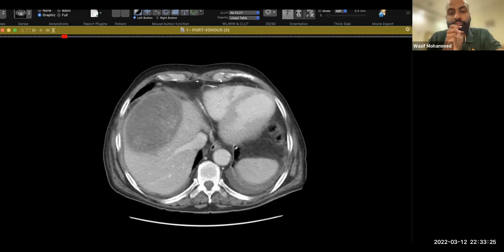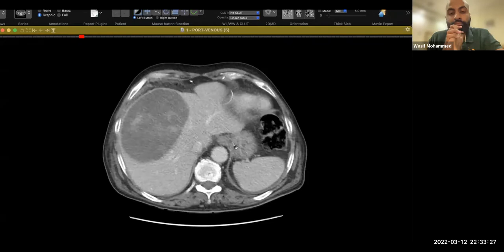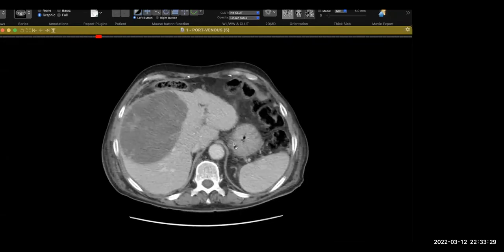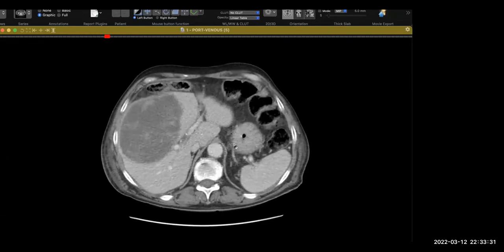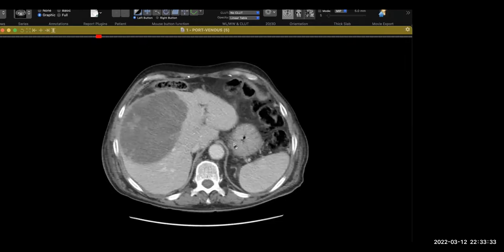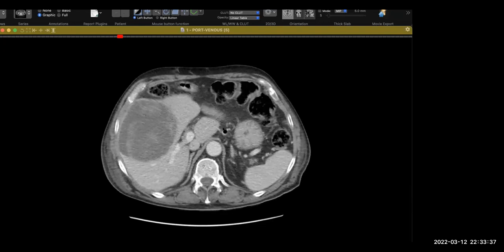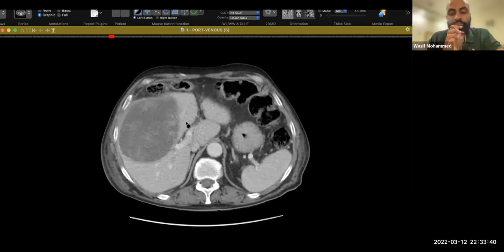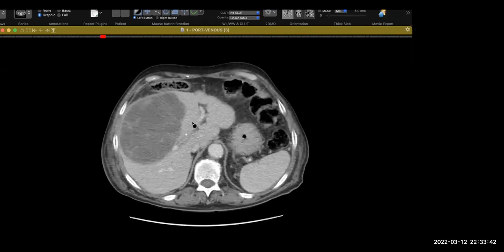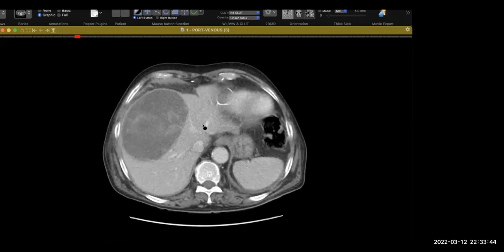There is a large solitary lesion in the right lobe of the liver. The background liver is not appearing cirrhotic. There is no splenomegaly. A large solitary lesion in the right lobe of the liver can have wide differentials. If the patient has presented with fever and raised inflammatory markers, it could represent a solitary abscess as well.